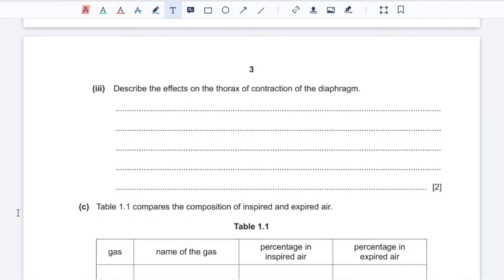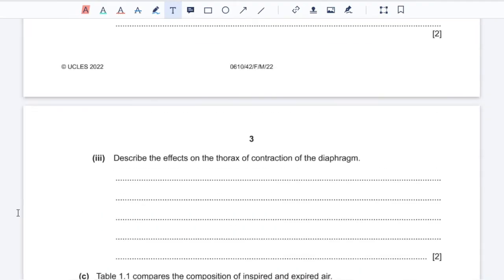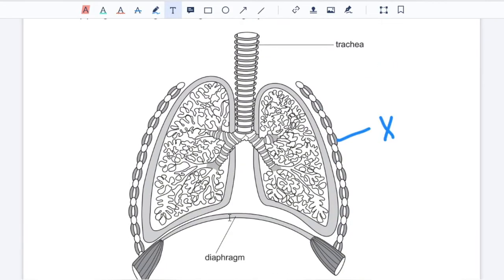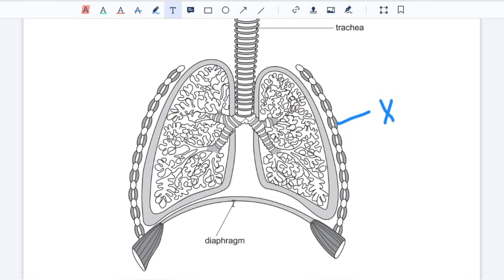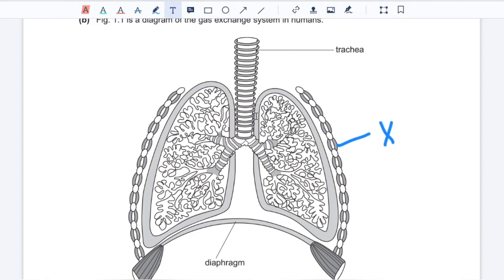Three, describe the effects on the thorax of contraction of the diaphragm. Alright, so when the diaphragm contracts, it is going to move downwards, and as a result the thorax, or the part above the diaphragm, will be allowed to expand in volume. As the volume increases, the pressure of air inside the lungs or the thorax will drop, and after that the air will be drawn in through the nose.